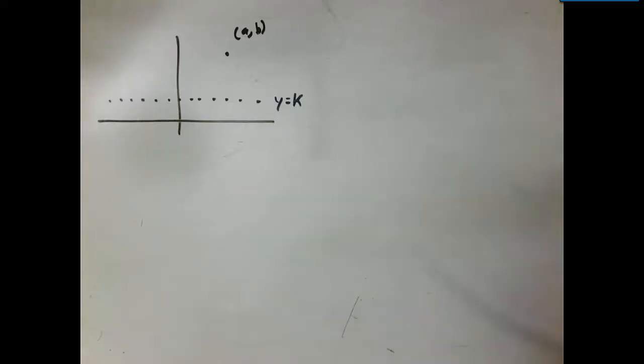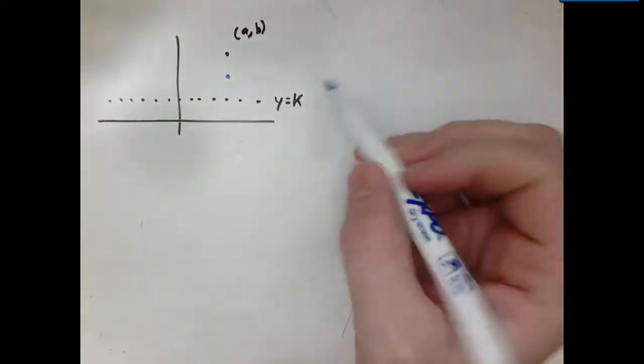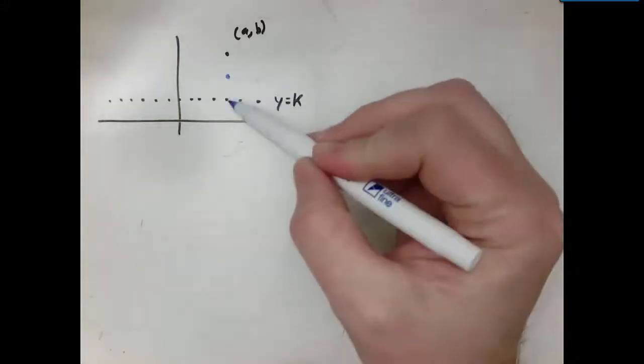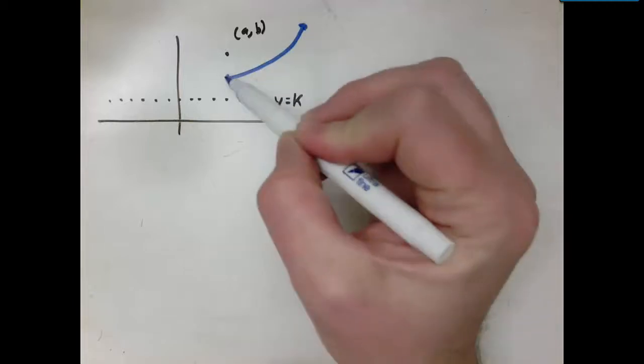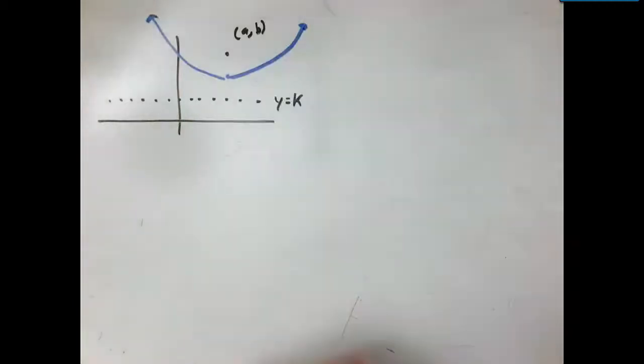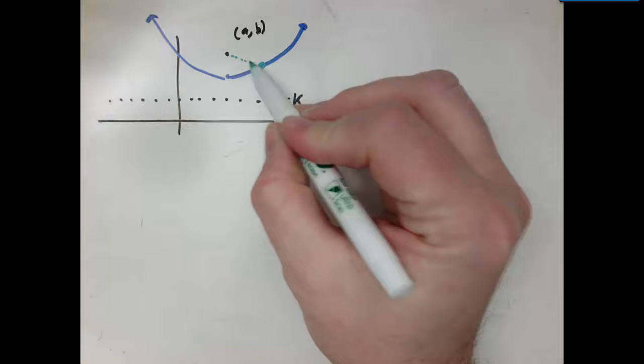So hopefully, based on the problems you've done so far, you have an intuition that this will be a parabola and that the vertex is going to be halfway between this point and the line. And we think it probably will look something like this. But let's actually work out the algebra to confirm for ourselves that that's true.